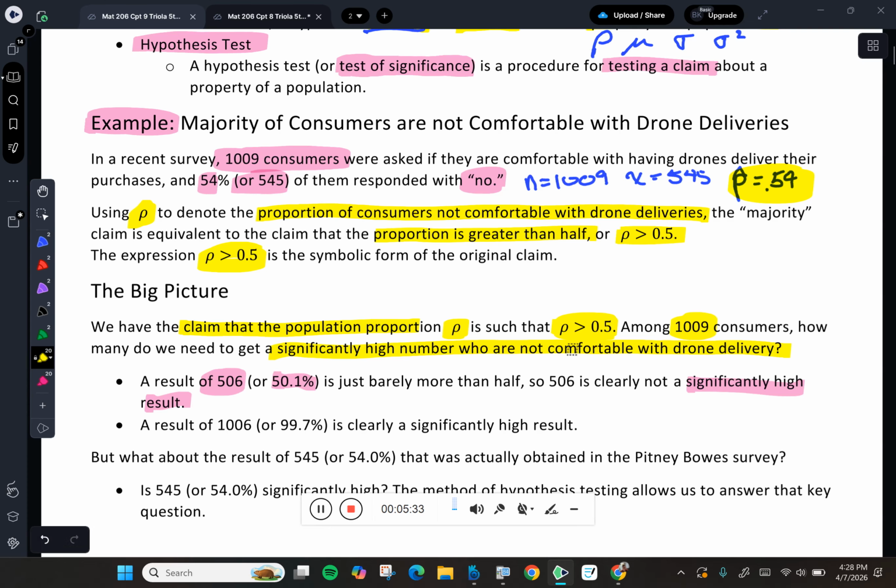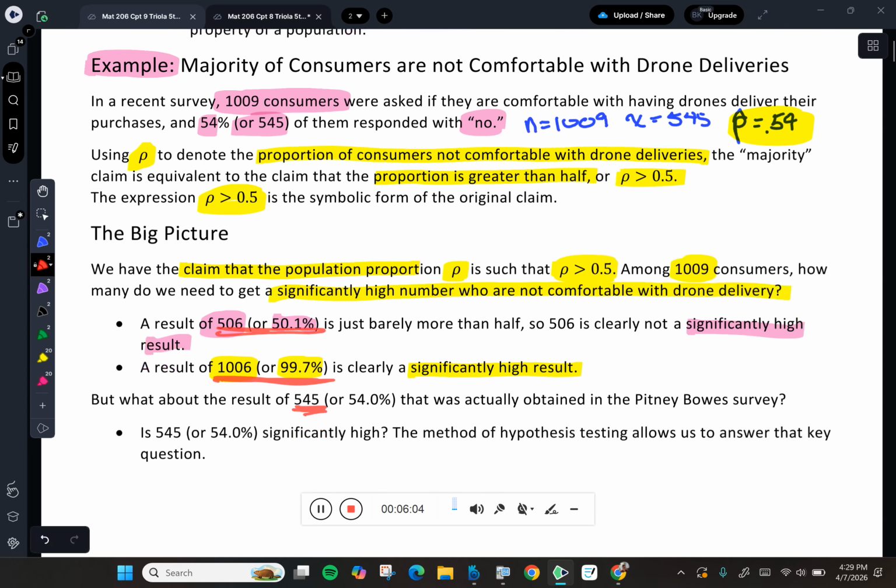If we ran it again a third time, and that time we got 1,006 people saying that they don't want drone delivery, that's 99.7, we would say that, if the middle truly was 50%, that would be a significantly high result. So clearly, numbers close to the middle aren't significantly high. A number way over there, close to 1,000 or over 1,000, would be significantly high. But what about our data?